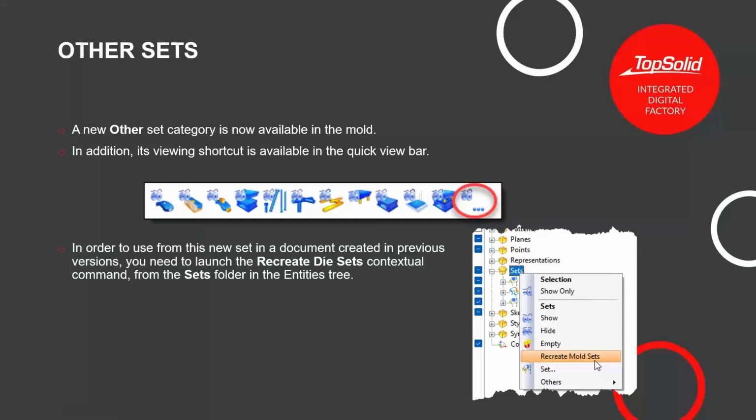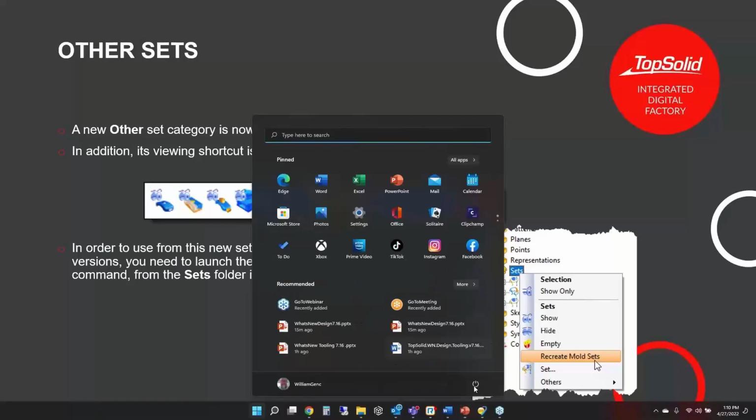If you want to use this new set on old data, meaning molds designed prior to 7.16, you have to right-click on the Sets folder in the Entities tree and choose Recreate Mold Sets. And then it will add this new other set. Okay? I'll show you that right quick.